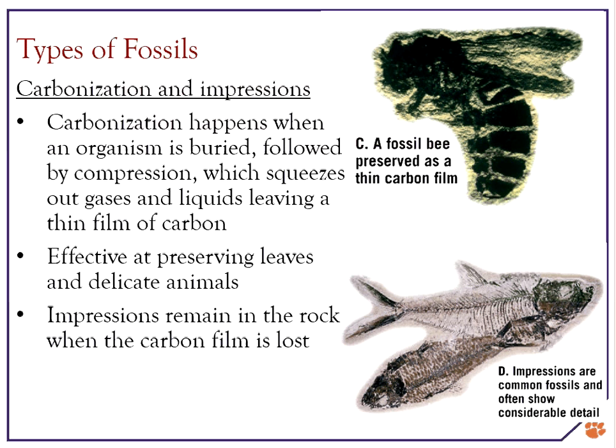And one later stage of this kind of fossil forming will be impressions. When this carbon film is lost, what remains will be impressions in those fine-grained materials. So here in this picture, we have two examples: a fossil bee preserved as a thin carbon film, and also a fish showing all of the structures of the fish in considerable detail as an impression.